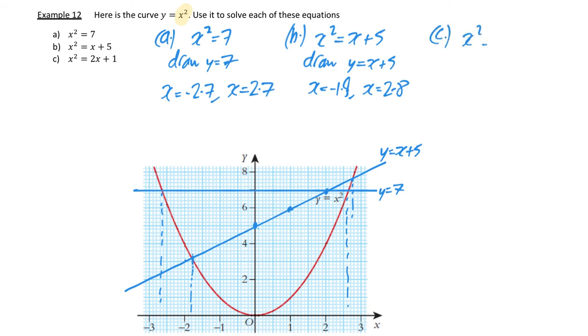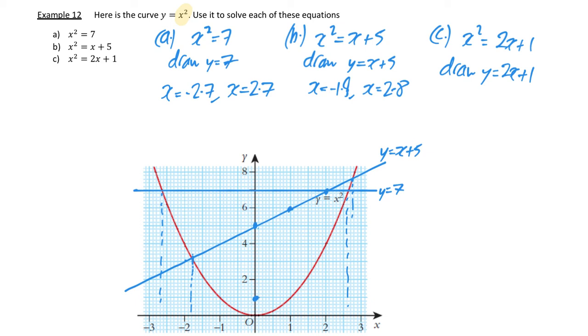We've got x squared is equal to 2x plus 1. Again, you can see we've got x squared is equal to, that's our curve, happy days, we just draw what's on the right hand side. So we want to draw y is equal to 2x plus 1. So that means your intercept is 1 and the gradient is 2.